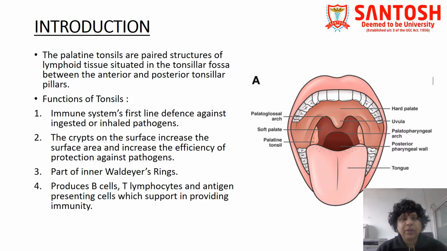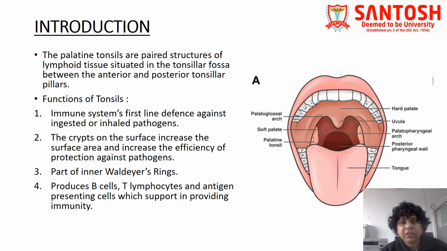Now, what is tonsil? Tonsil is the palatine tonsil. It is a paired structure of lymphoid tissue located in the tonsillar fossa between anterior and posterior tonsillar pillars. Now, what are the functions of tonsils? You can see the diagram here. Here we can see the tonsils in the tonsillar fossa, and here is the anterior pillar and the posterior pillar.